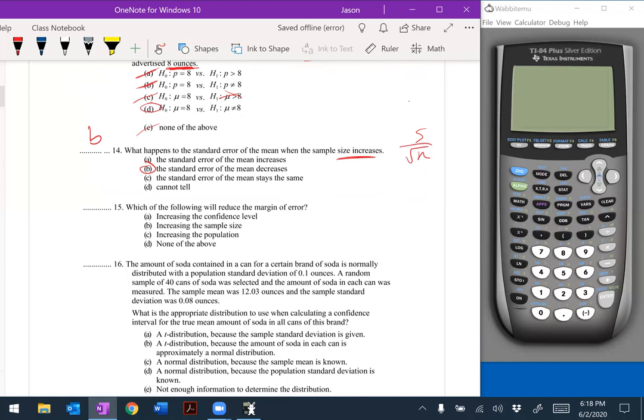Which of the following will reduce the margin of error? Will reduce the margin of error. Increasing the confidence level will reduce the margin of error. Increase the sample size will reduce the margin of error.